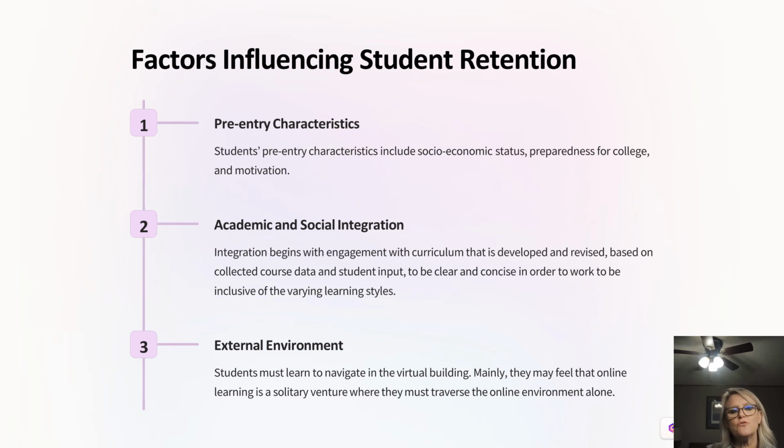There's academic and social integration. Integration begins with engagement with curriculum. If it's a topic they're interested in, they'll be engaged, right? That is developed and revised based on course collected data and student input, to be clear and concise in order to be inclusive of the varying learning styles. There's also that external environment. Students must learn to navigate in the virtual building. Mainly, they may feel the online learning is a solitary venture where they must traverse the online environment alone.